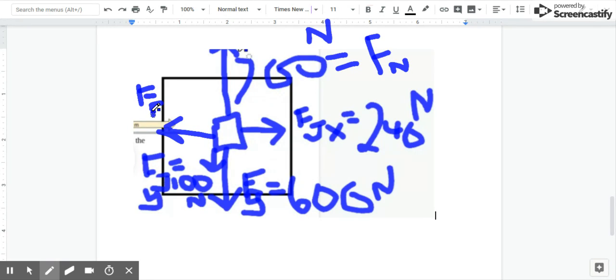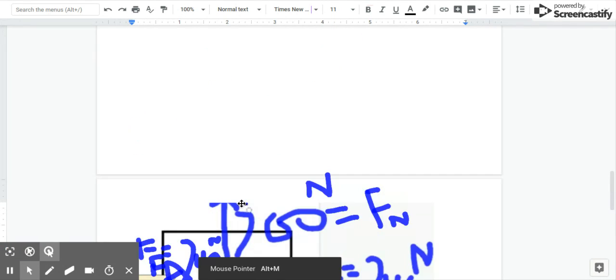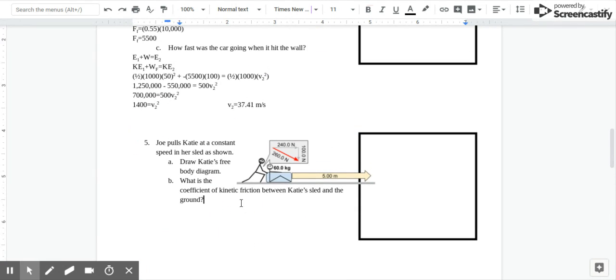F's are really annoying to draw with this mouse. All right, so that's going to be equal to the 240 from over there. Whoa, I kind of got out of control with that 240 newtons. So sorry about that. That's a real messy free body diagram. All right, so remember that 240. We're going to go up and use that somewhere else. Oh, right here.